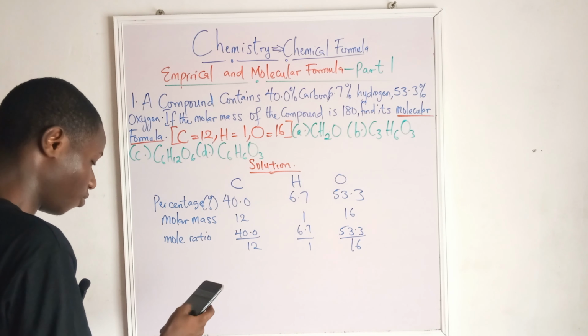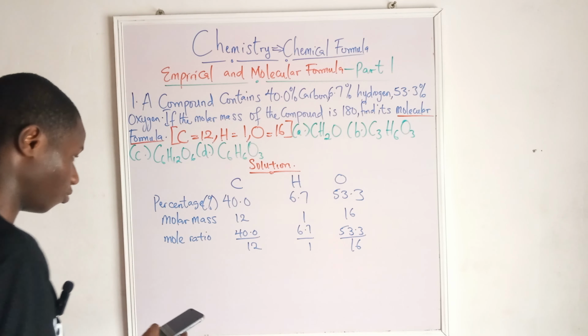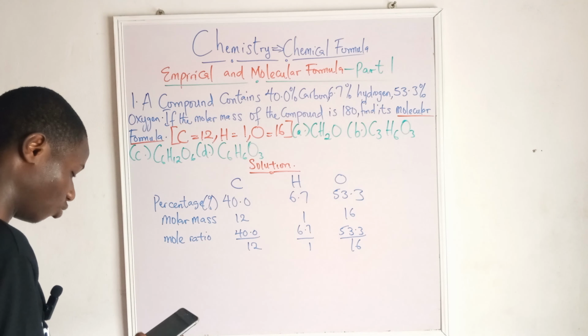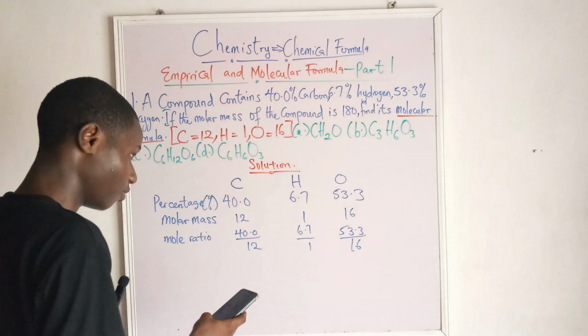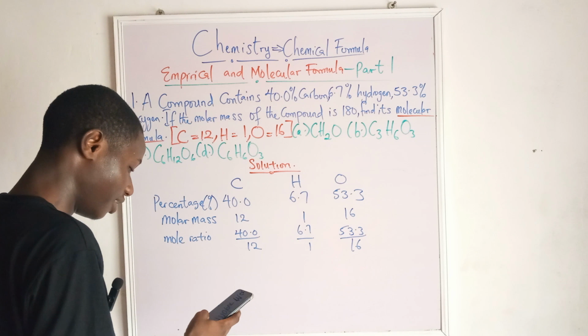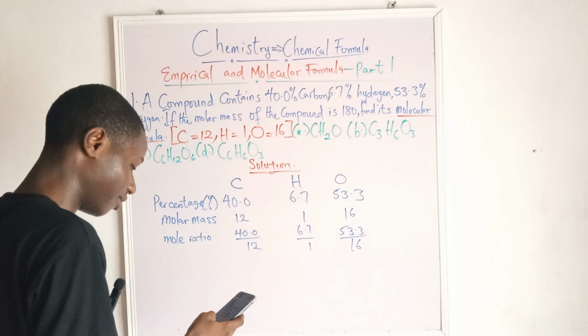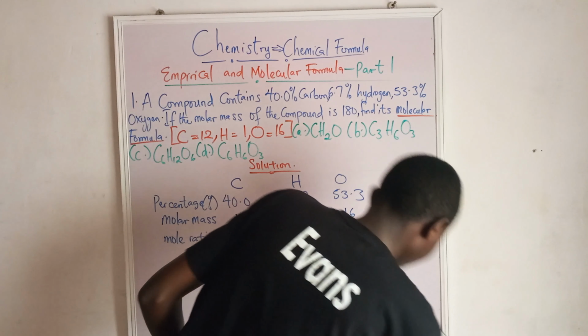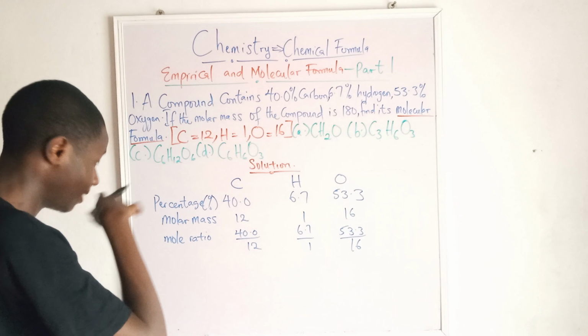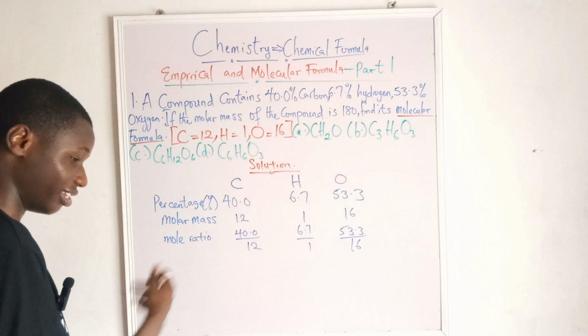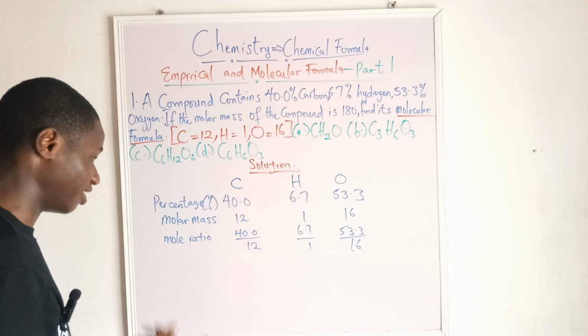Of course, you know what that one will be. So 40 divided by 12, you can see 3.33. So 53.3 divided by 16, that's also 3.33. So I advise that you make it at times 4 decimal places or 2 decimal places. It depends on what you like, but 2 decimal places is still fair.